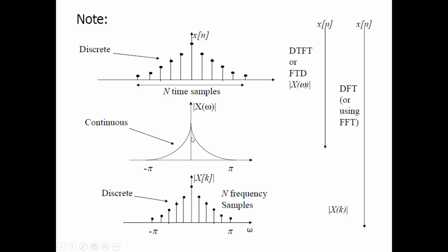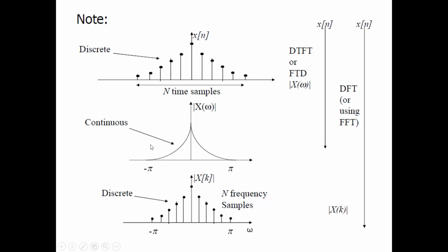This is plotting of the magnitude response of the Fourier transform. Along the x-axis is omega. Now, this is also known as the discrete time Fourier transform, the Fourier transform of the discrete time signal. So therefore, it is also known as the discrete time Fourier transform. But this is a continuous variable.